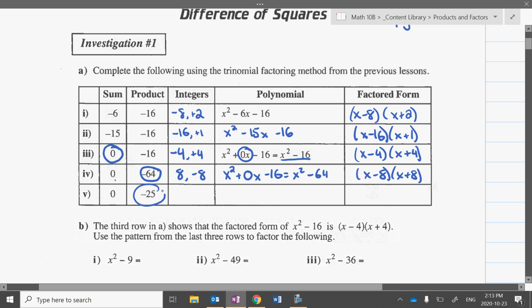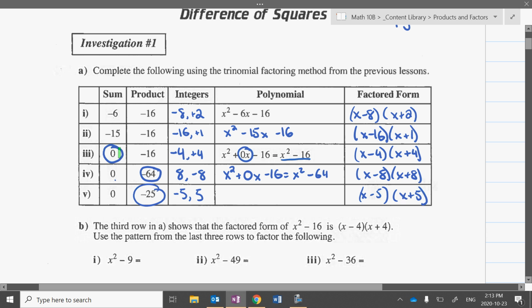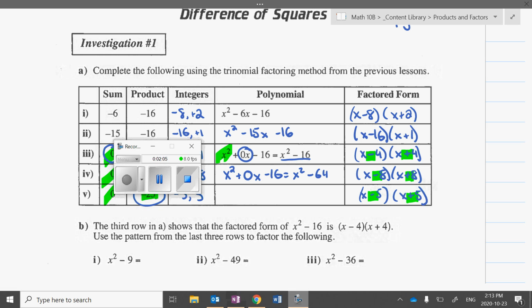Our last one is 25, so we're going to have negative 5 and 5. If you take a second and pause here and look at our last three examples, there's something in common with all three of them. All three of them have a sum of 0. Our products are all perfect squares. And our first terms are just x squared, which also happens to be a perfect square. Our factored forms all have a minus sign and a positive sign.